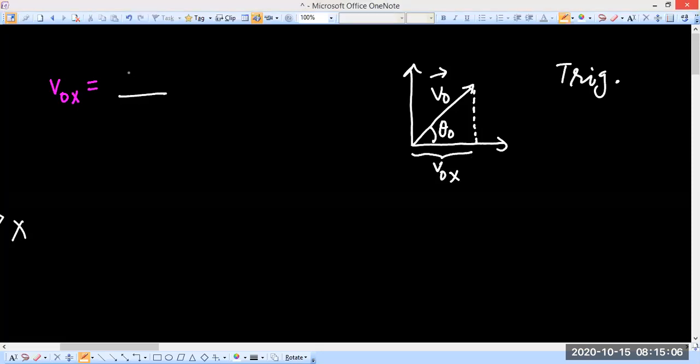Is v0x equal to cos theta? That's totally wrong, isn't it? This is totally wrong. It's impossible.